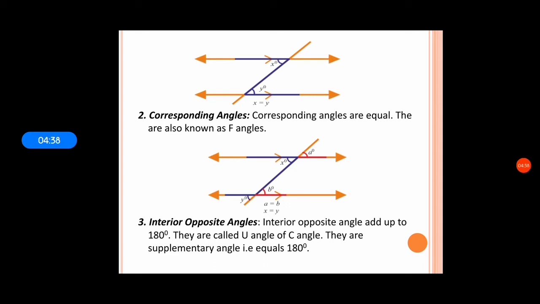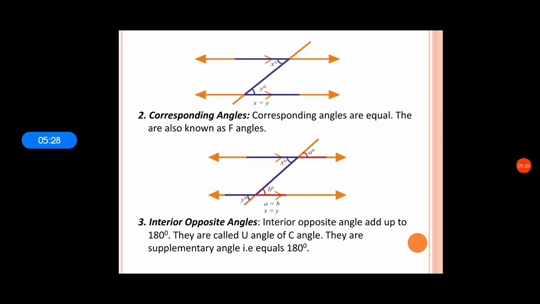Number 2, we have corresponding angles. Corresponding angles are also equal, and they are known as F angles. What did I just call it? F angles. When you want to identify your corresponding angle, you look for the letter F in your diagram. So let's look at this. Here we have a blue line to the left and red to the right upon the orange lines. So you can see that we have X and Y, that is F, and we have A and B, that also forms what? F angle. So our X equals Y and our A equals B, because the two shapes form F angles, and we call them corresponding angles.